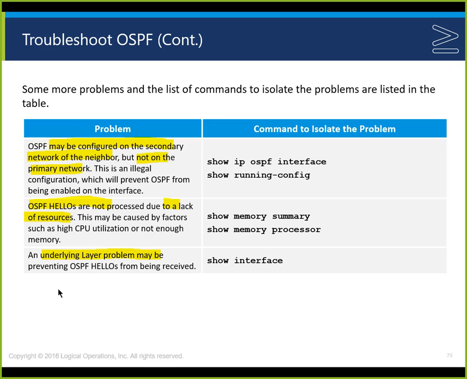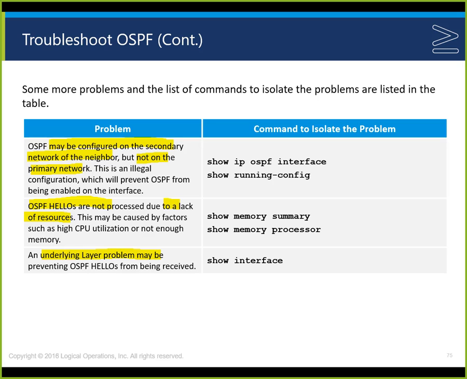Isolate problems are listed in the table. OSPF may be configured on a secondary network of a neighbor, but not on the primary network. We can have multiple addresses on an interface when actually using the router, so we can have primary networks and secondary networks. To check, use show ip ospf interface, which will tell us which interfaces OSPF is configured on, or show running-config. Show ip ospf interface is a quicker way to do it because you get the listing of the interfaces that you want to see.